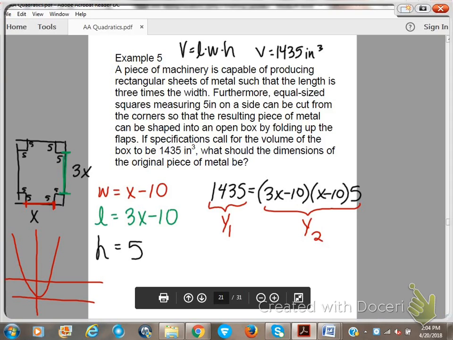Okay, that is roughly what my graph looks like. How many times does our parabola cross the horizontal line? Twice. Twice, okay? There is a negative answer and there is a positive answer. Do we care about the negative one? No, okay, so just find this intersection over here. You only have to do it once. Which side? Positive side.